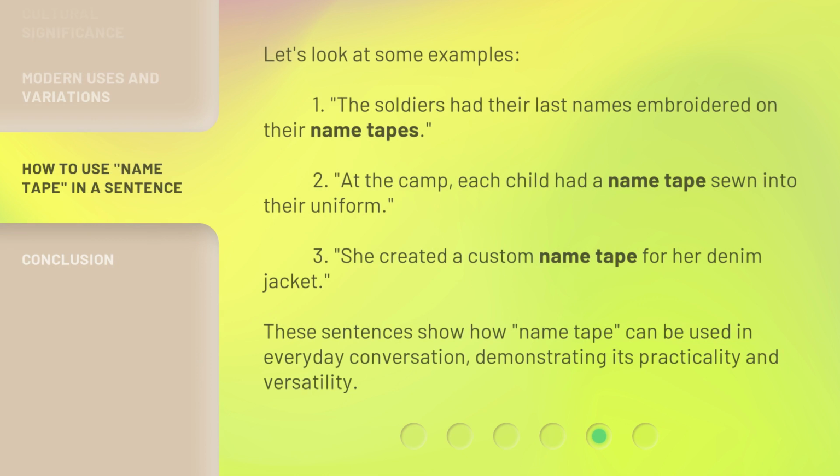Let's look at some examples. 1. The soldiers had their last names embroidered on their name tapes. 2. At the camp, each child had a name tape sewn into their uniform. 3. She created a custom name tape for her denim jacket. These sentences show how name tape can be used in everyday conversation, demonstrating its practicality and versatility.